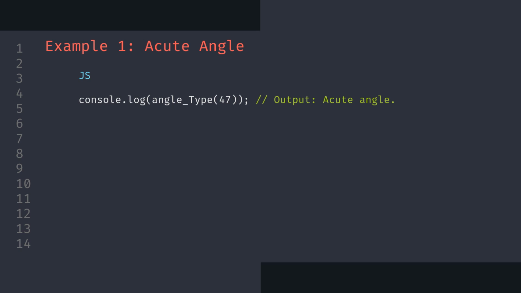In this case, the input is 47. Since 47 is less than 90, the program correctly identifies it as an acute angle. This example uses 90 as the input. The program checks the condition and identifies it as a right angle.